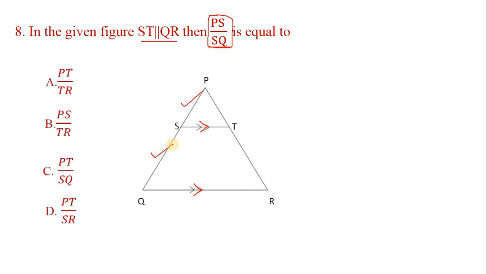As I said earlier, you have to identify which chapter the problem is from. This problem is taken from the triangles chapter, and in the triangles chapter, from the concept of Thales theorem or basic proportionality theorem. Now you identify PS by SQ is equal to what? PT by TR, or PS by TR, PT by SQ, or PT by SR. The correct option is the first one, that is PT by TR.